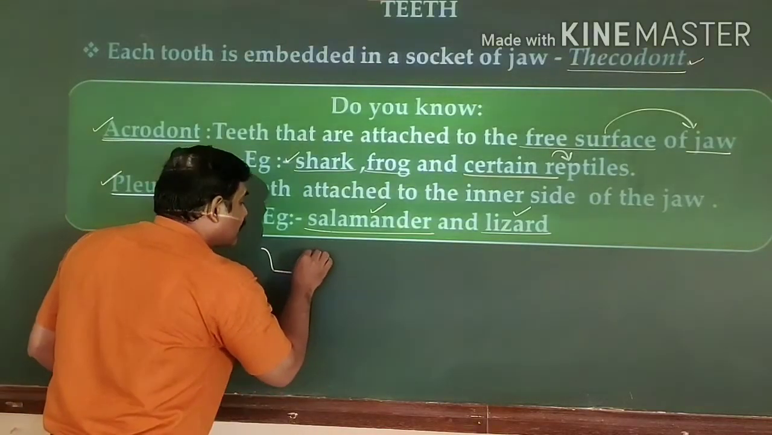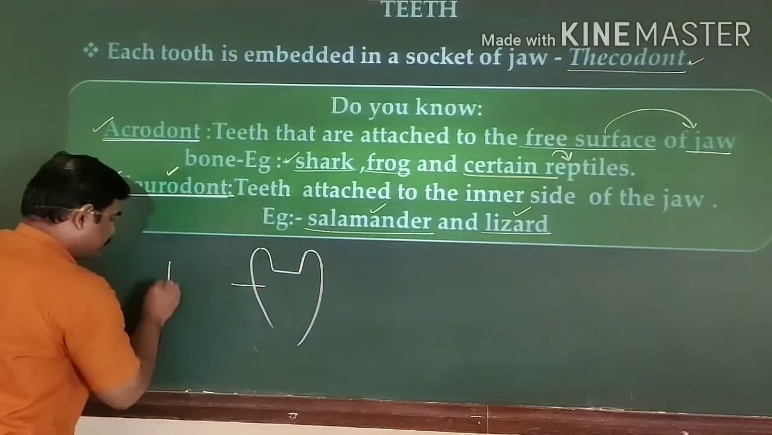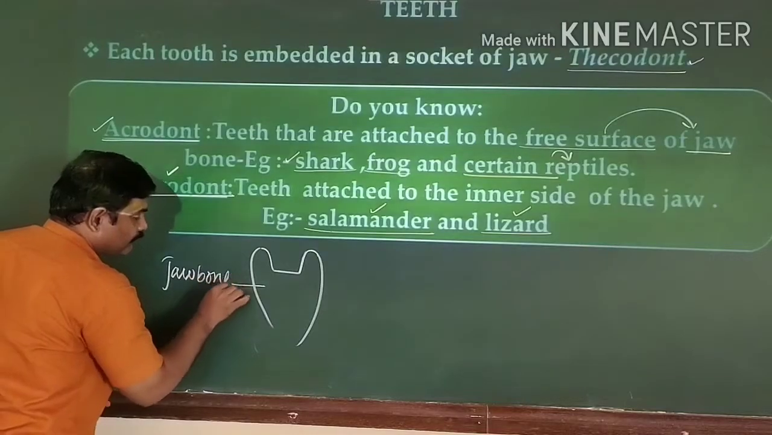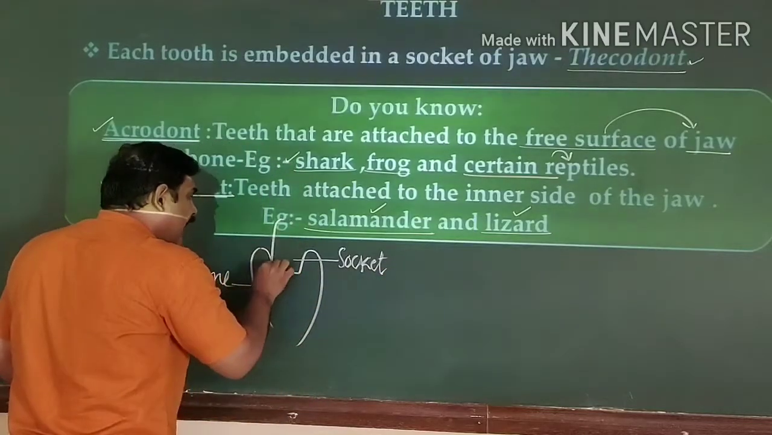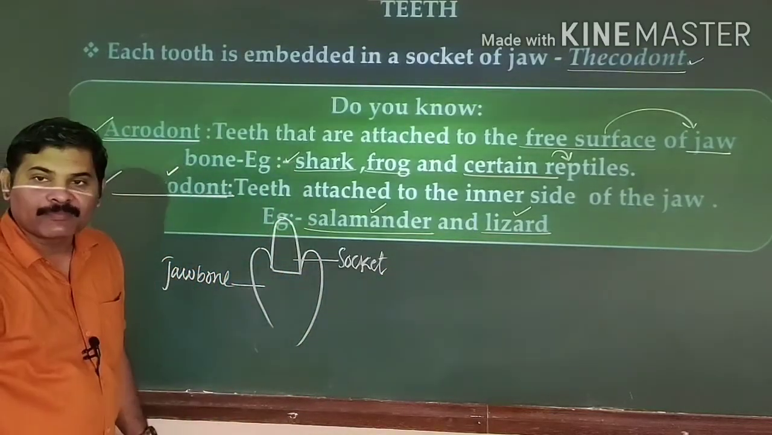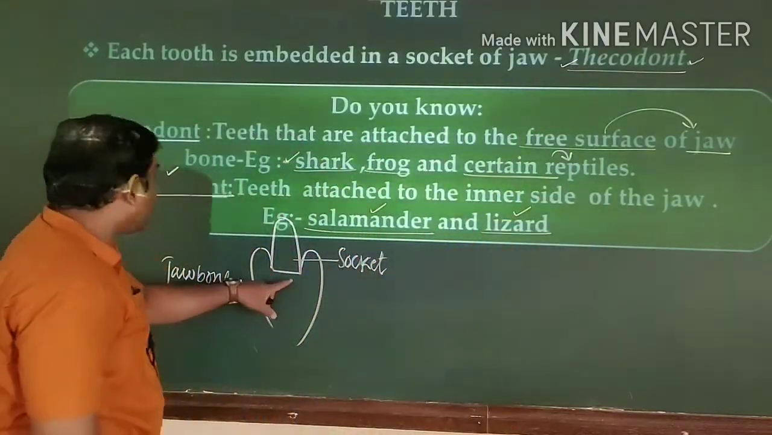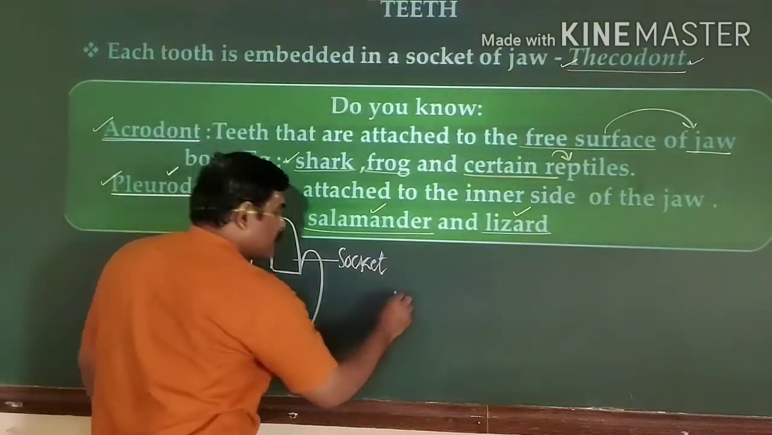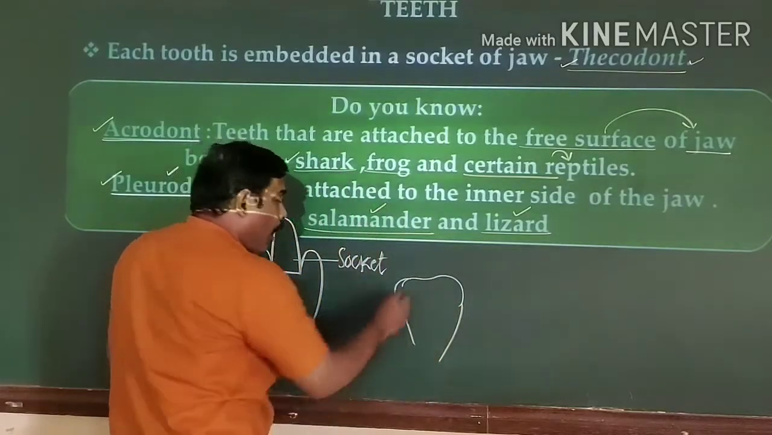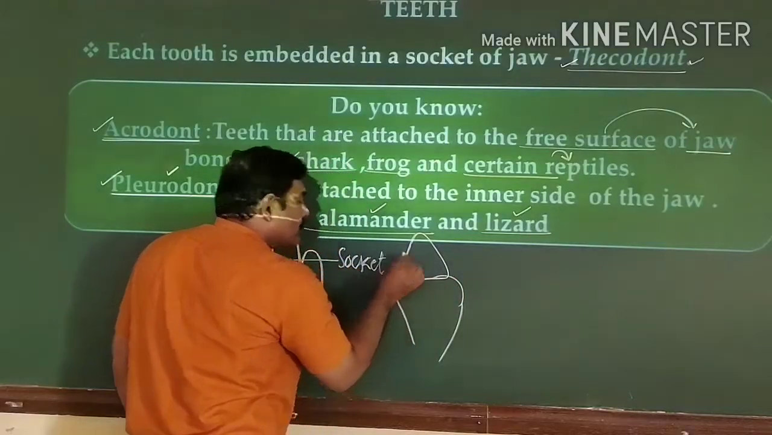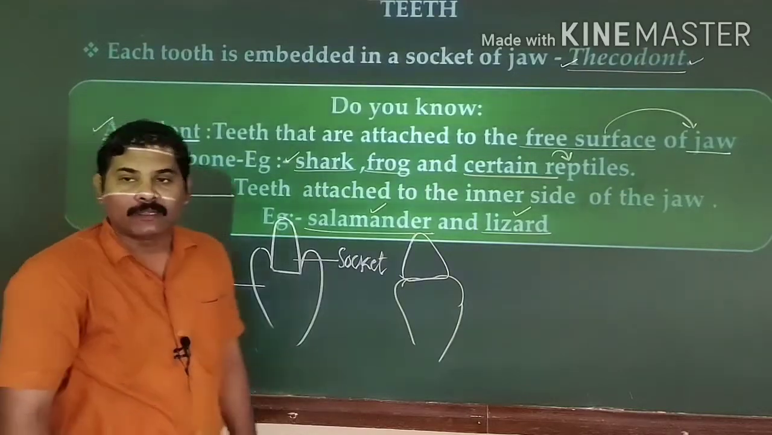If you take the human being, consider this as the jawbone. Within the socket, the teeth are embedded. Such an arrangement, as I said, is known as thecodont. Then what about the acrodont and how is it arranged? In the acrodont, this is the animal jawbone. On the free surface of the jawbone, the teeth are arranged. Such dentition is known as acrodont dentition.